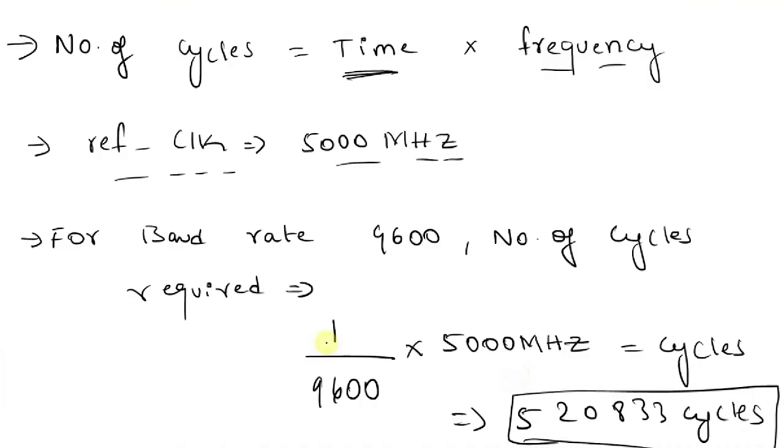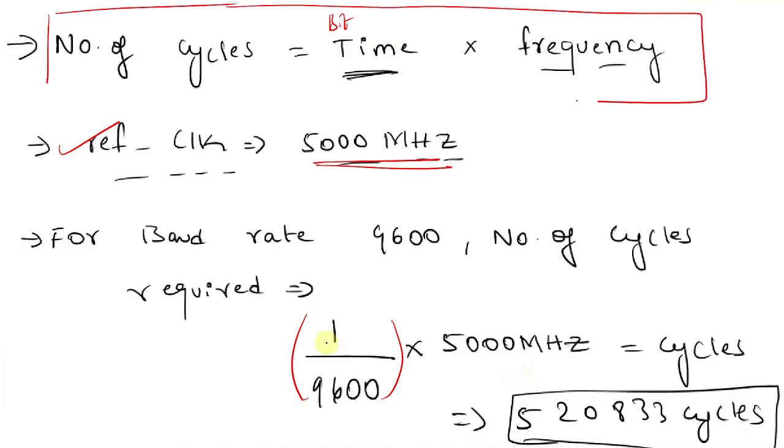So number of cycles equal to what? That means time into frequency. So if you take the reference clock as 500 megahertz, for baud rate 9600, number of cycles required equal to how much? So that is bit time. What is the bit time? 1 by 9600, so this is bit time, into frequency. This is the formula for calculating the number of cycles.